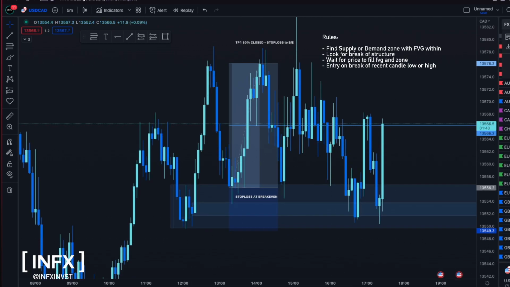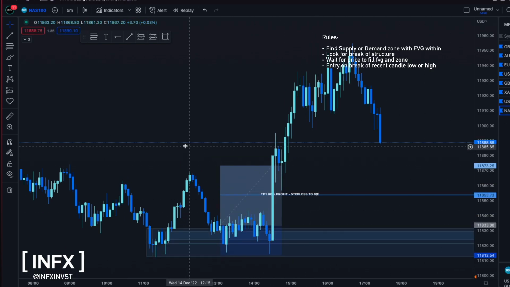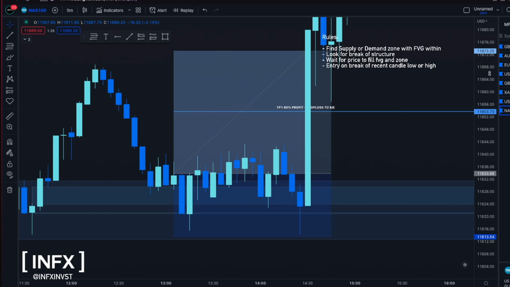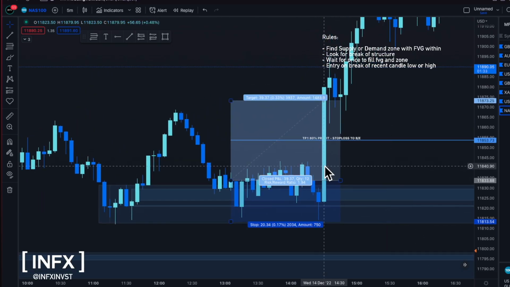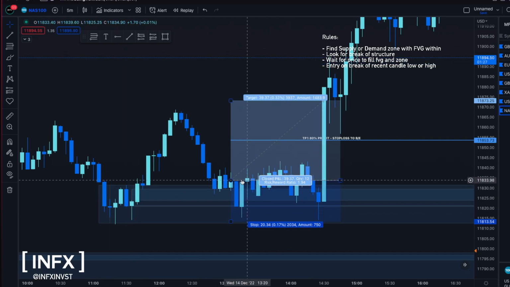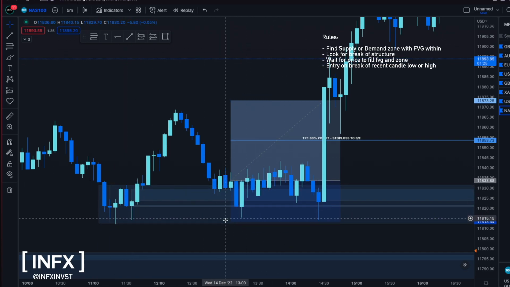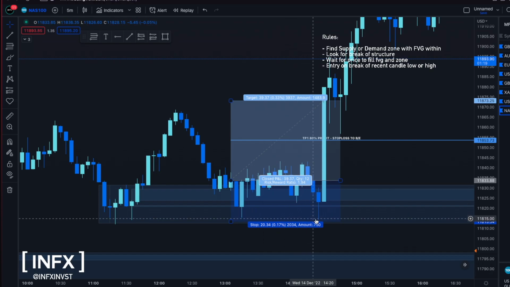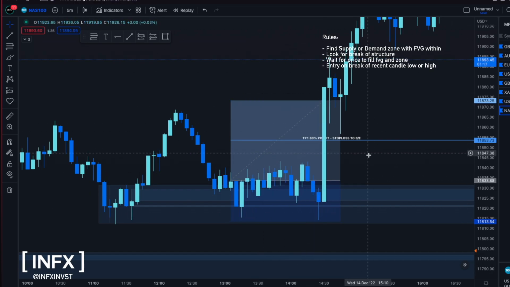Going on to the NAS trade, which is pretty interesting. We pretty well nearly got stopped out on this. But it held, and we fired through. So the trade we had down here, we filled in these fair value gaps within the demand zone. We then entered on our break of a candle high, which was here. We had our stop loss just below the zone here, and below the candle low here. And it did come back, but then just fired up through and smashed through take profit 1.